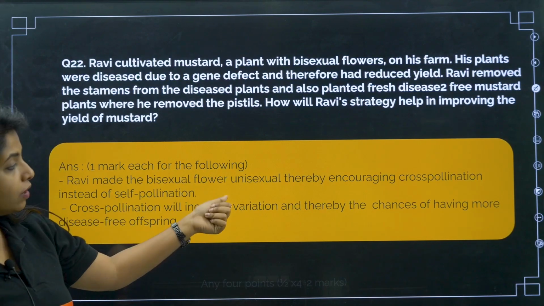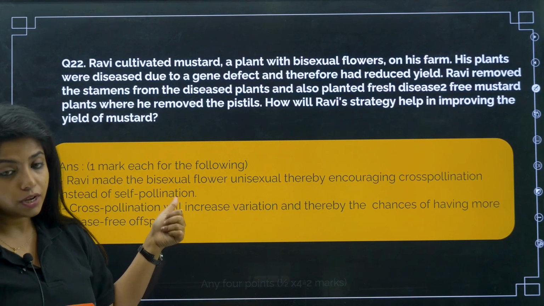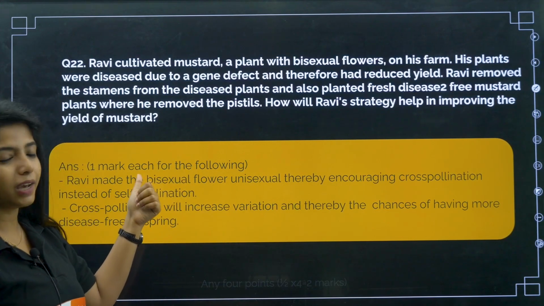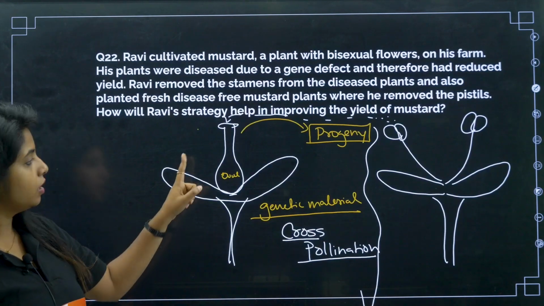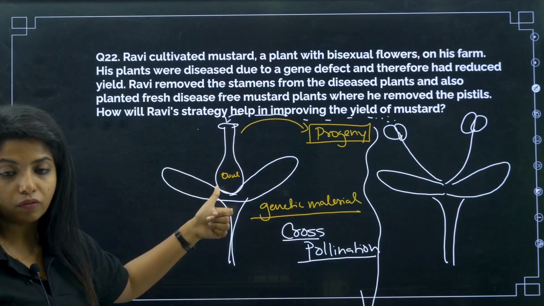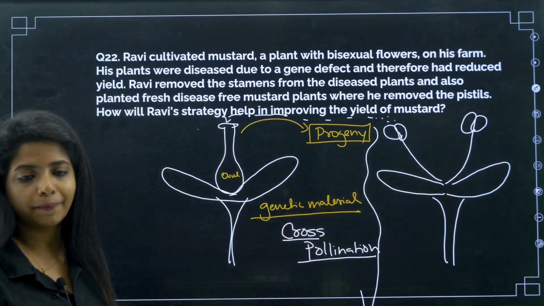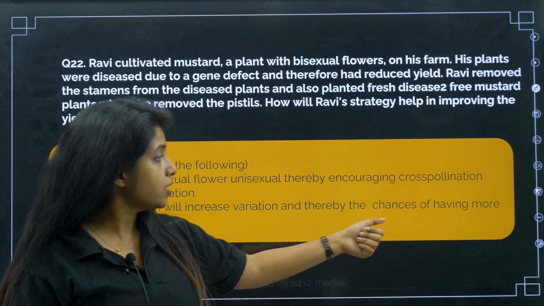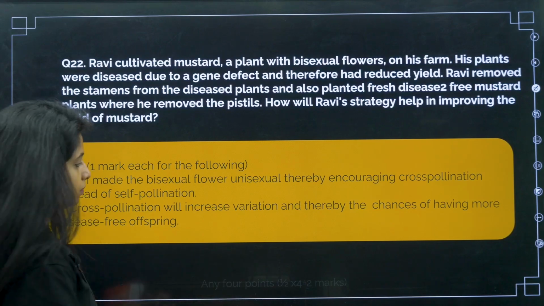Ravi made the bisexual flower unisexual, thereby encouraging cross pollination instead of self pollination. So, he encouraged cross pollination instead of self pollination by making the bisexual flower turn into what? Unisexual. Unisexual as in only one sex in one particular flower. So, over here you see this is the female part, so this is a female flower. This is now having the male part, so it will be the male flower. Get it? Now, cross pollination will increase variation, and thereby the chances of having more disease free offsprings will also increase.